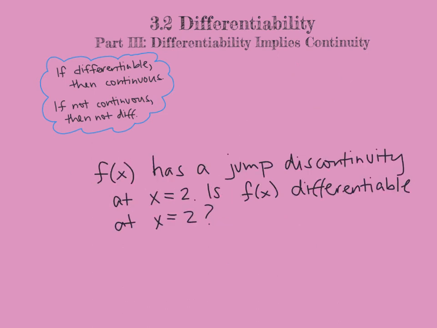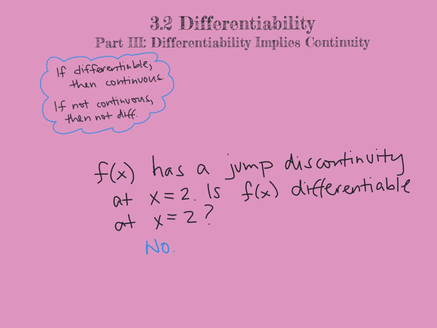This next one says, a function f of x has a jump discontinuity at x equals 2. Is f of x differentiable there? Well, that means it's not continuous. It has a discontinuity there. If a function is not continuous, then it is not differentiable. Therefore, because it's not continuous at x equals 2, it is not differentiable at x equals 2. So we would say no.